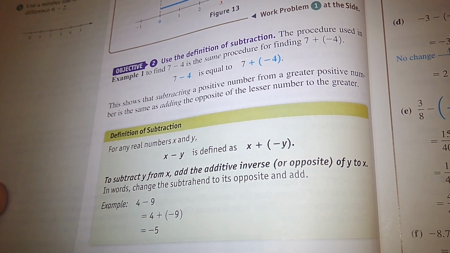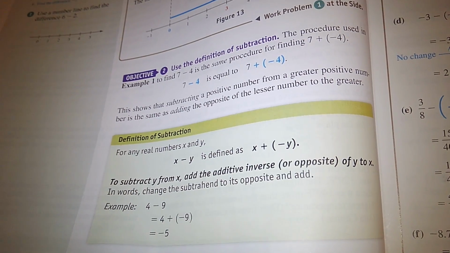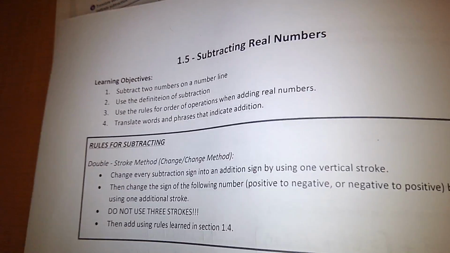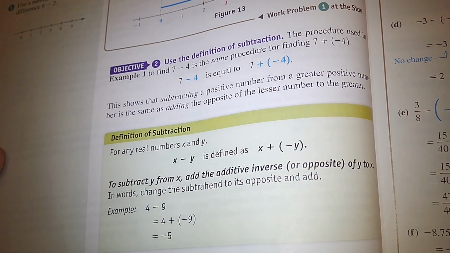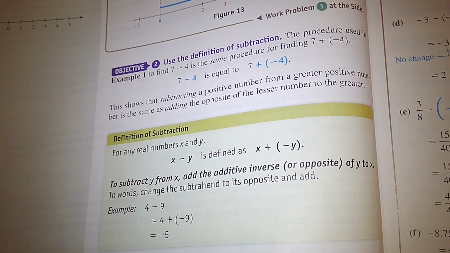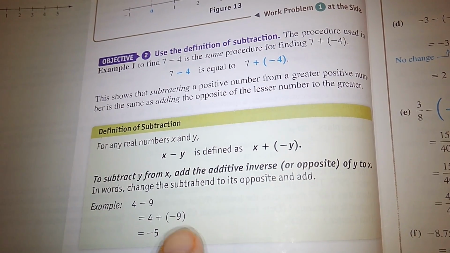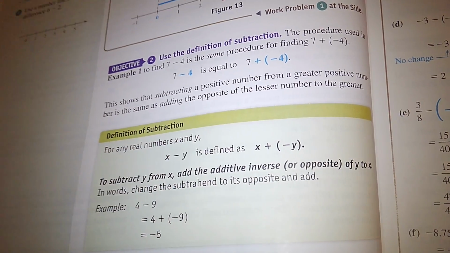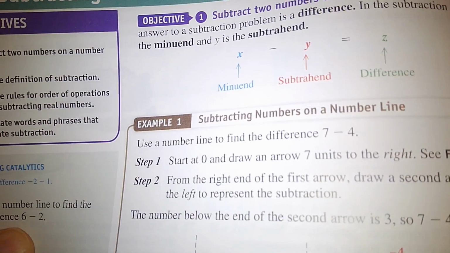Alright, so section 1.5 is about subtracting real numbers, just like we always did. When you look at the knowledge from the book at first, on page 64, it says how to do the subtraction. Before we look at the rule, let's look at some concepts.